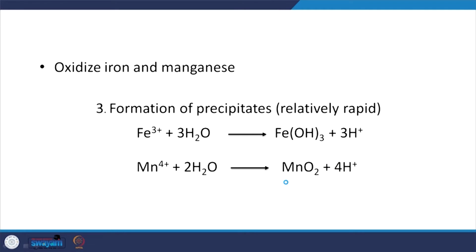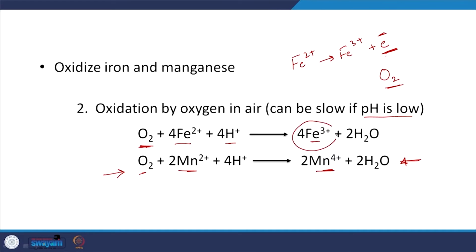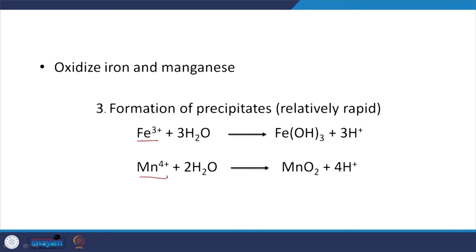So, now that we have Fe3+ and Mn4+ formed, which are formed after oxygen oxidizes Fe2+ and Mn2+. As you can see, Fe3+ is acting as a Lewis acid here. So, Fe3+ will precipitate out as Fe(OH)3 solid, or MnO2 solid, and thereby again release H+, I guess, right. So, that is something to keep in mind.